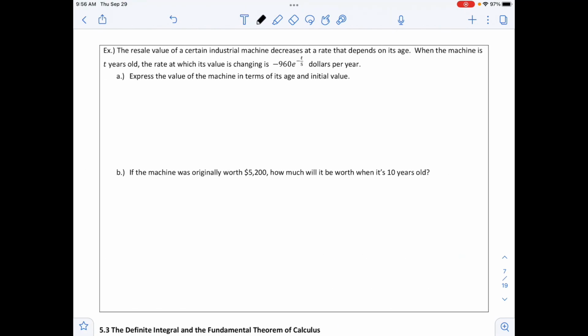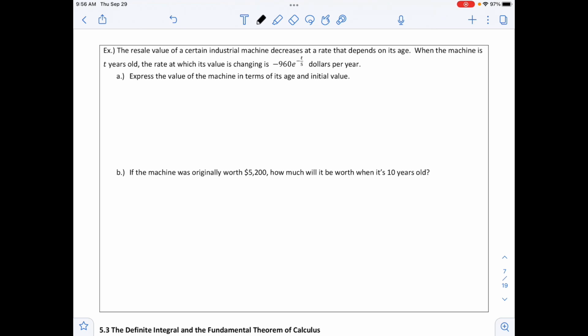The example on the next page says the resale value of a certain industrial machine decreases at a rate that depends on the age. When the machine is t years old, the rate at which that value is changing is negative 960 e to the negative t over 5 dollars per year. Express the value of the machine in terms of age and initial value.